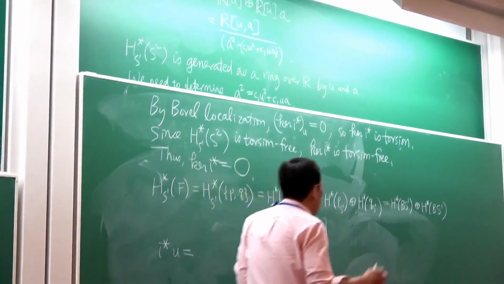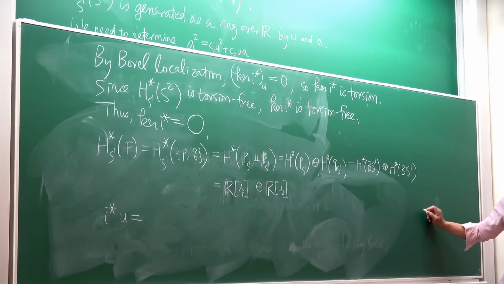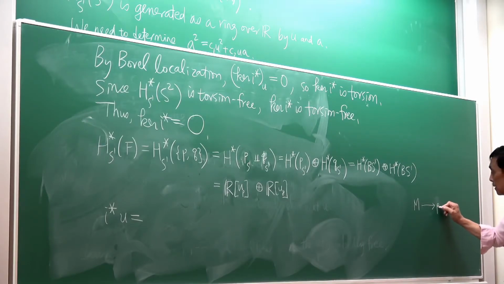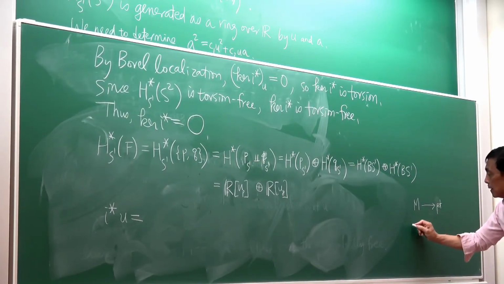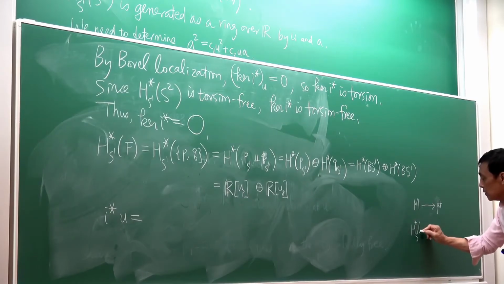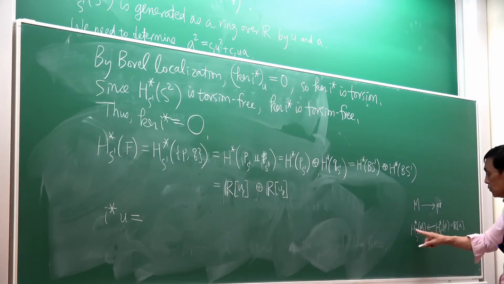So, where does that U come from? Does it come from the cohomology of C infinity? Yeah, so if you have a manifold and then you map it to a point, then there is the induced map in equivariant cohomology. Okay. So this is R of U. And the U here comes from this U.